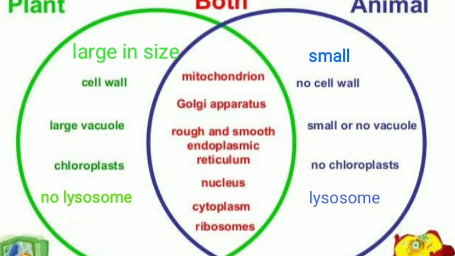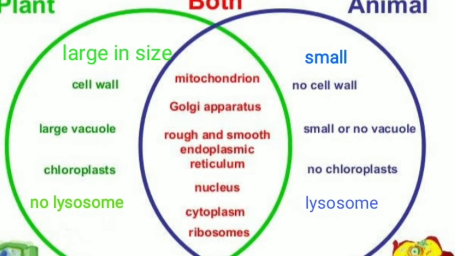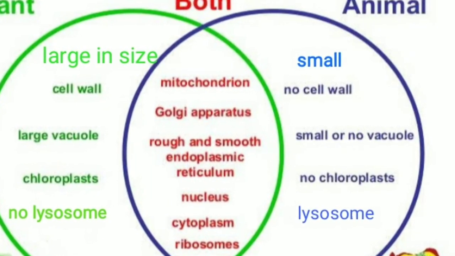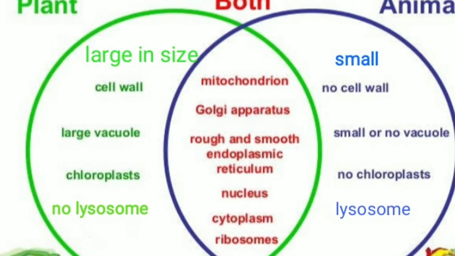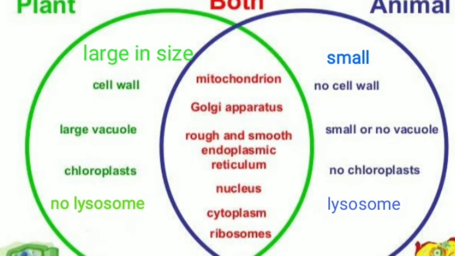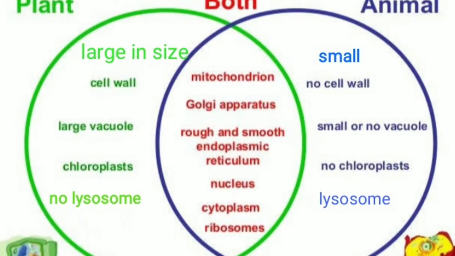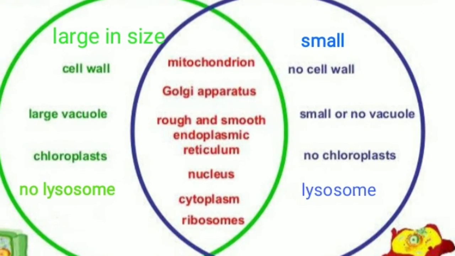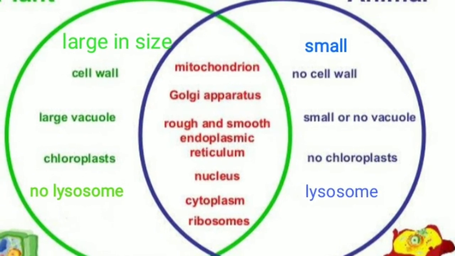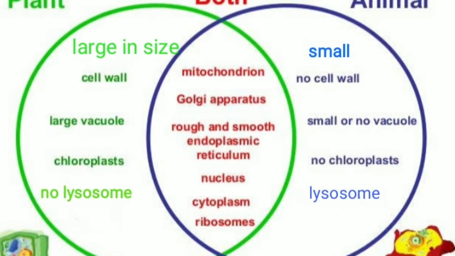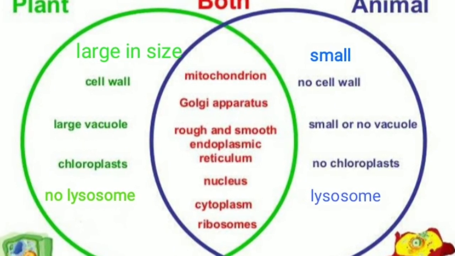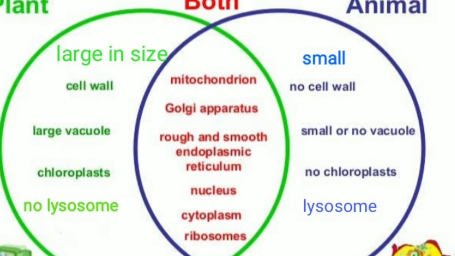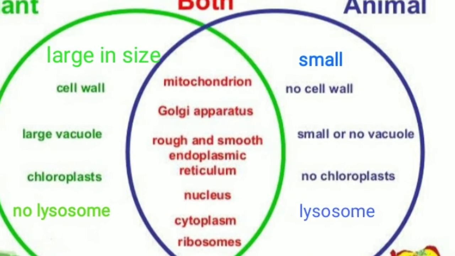Now let's compare plant cell and animal cell. Plant cells are larger in size, whereas animal cells are small in size. Plant cell has cell wall, whereas animal cell does not contain cell wall. Plant cell has large vacuole, whereas animal cell has small vacuoles. Plant cell has chloroplast, whereas animal cell does not have chloroplast. Plant cell has very few lysosomes or no lysosome, whereas animal cell has lysosome.